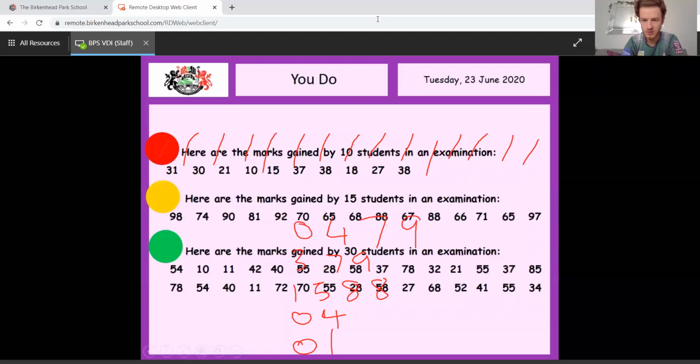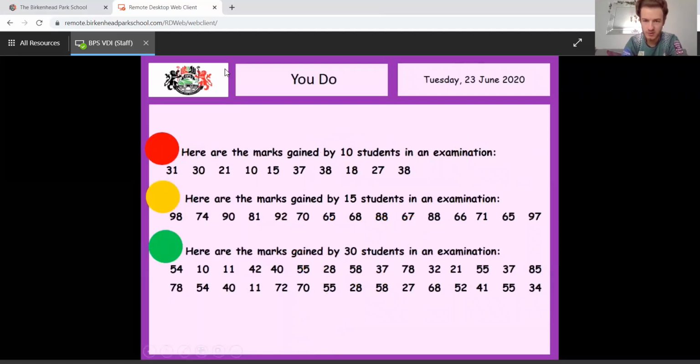Okay, so there are your questions. Now, to encourage you to send me your work, I'm not going to put the answers up here. I want to do them on the live feedback session or on an email if you send me your pieces of work. Exactly the same as I've just done. Obviously, green's harder because there's more numbers, but it's all students in an exam. Some of the numbers could be the same. It's 10 different marks, then 15 marks, and then 30.